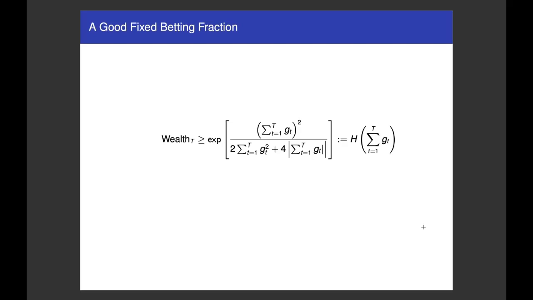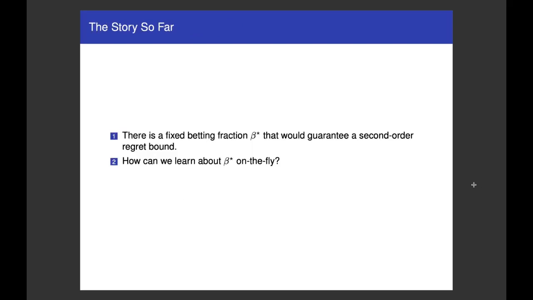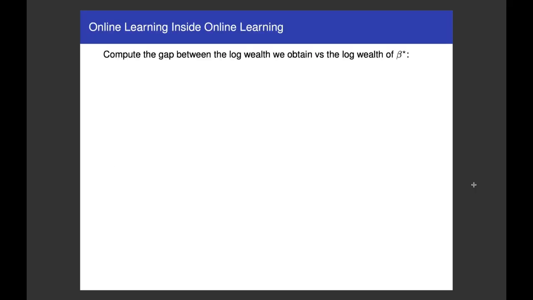So we have this function h. Just by using the standard coin betting argument now, we can say that the regret is bounded by 1 plus the differential conjugate of h, which is order x star times the square root of the sum of the gradients squared. So now we're doing pretty well. We found a fixed betting fraction beta star that guarantees a second order regret bound. How can we learn about this beta star on the fly?